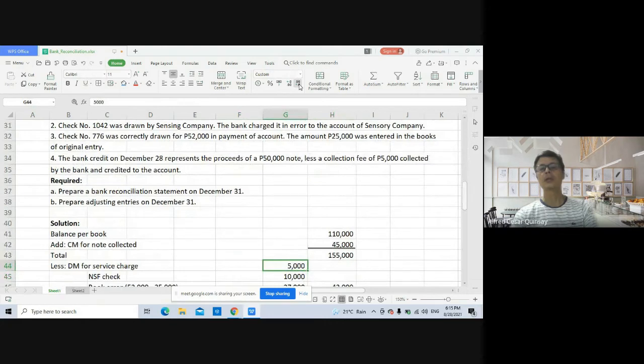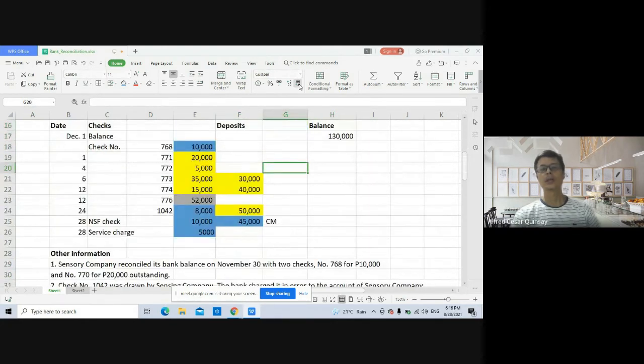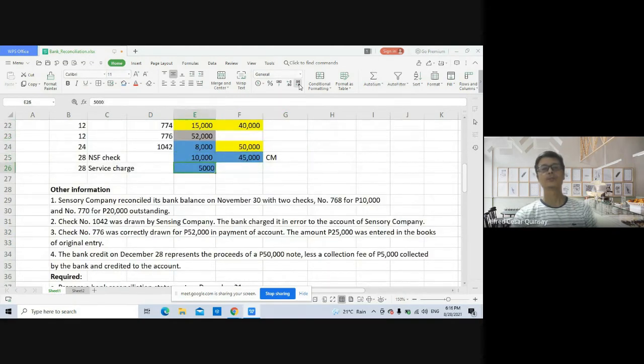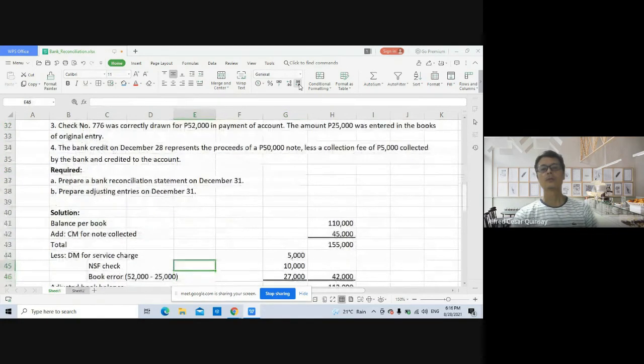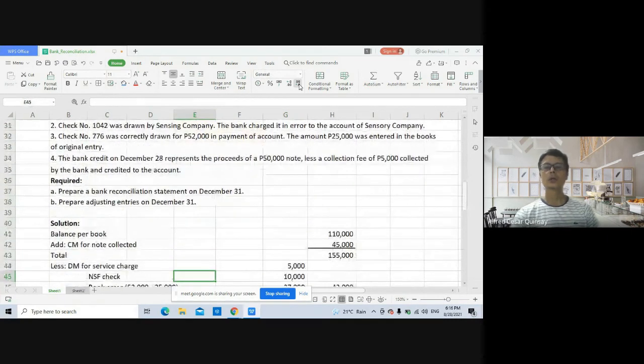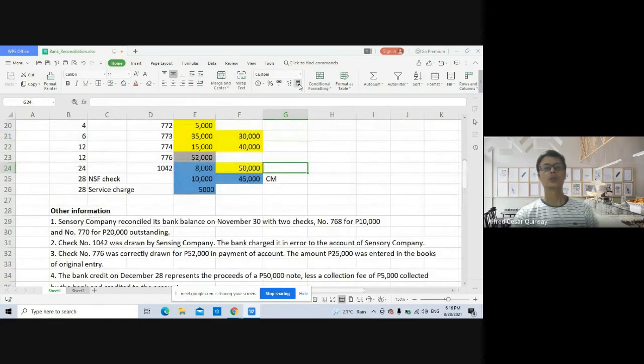Now let's take up the deductions, or the debits from the bank. Okay, so we are done here, no? The first debit from the bank, or deduction from the bank, is the debit memo for the service charge, which is 5,000 as we see here. Okay, it's colored blue because it was not yet considered by the company. And then the NSF check of 10,000. So this was not yet considered by the company, no? This is the check that bounced, no?